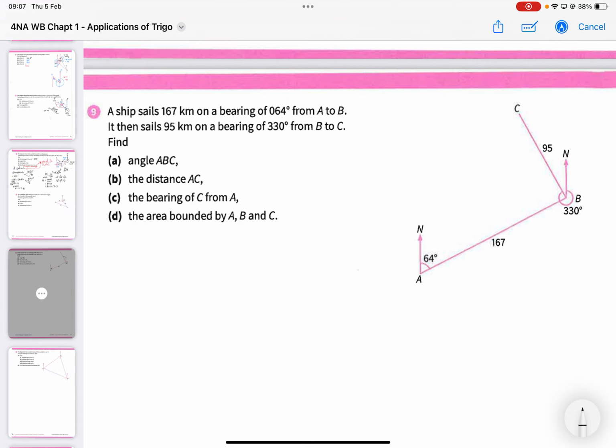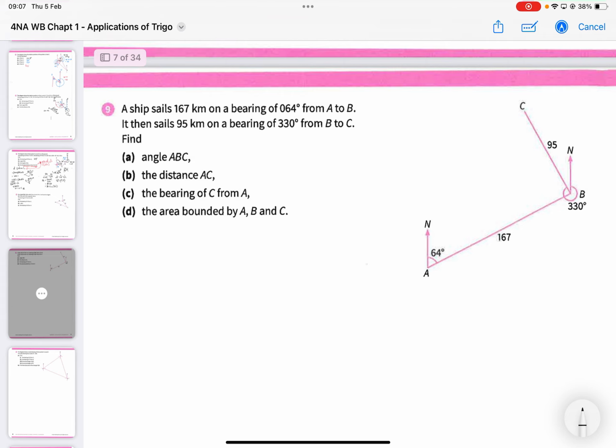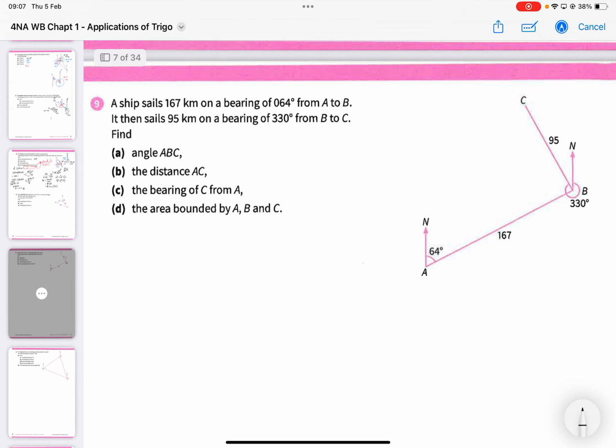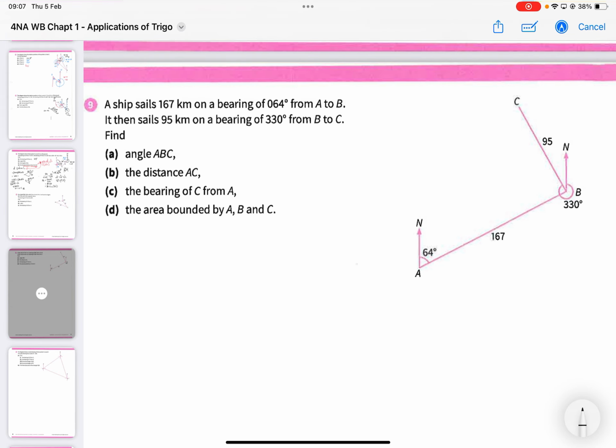Okay, we look at one more, then we go to angle of elevation and depression. Last one. Because angle of elevation and depression will also be using your Tuakaso, will also be using your sine rule, cosine rule.